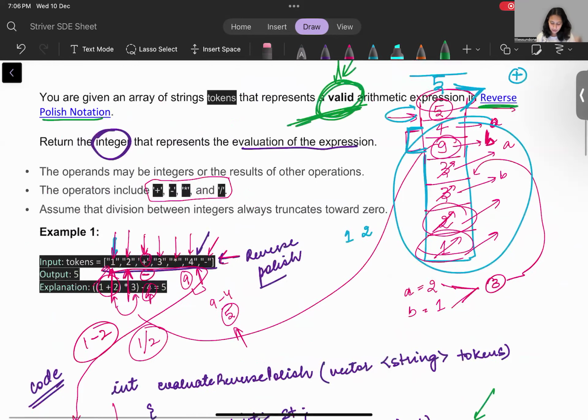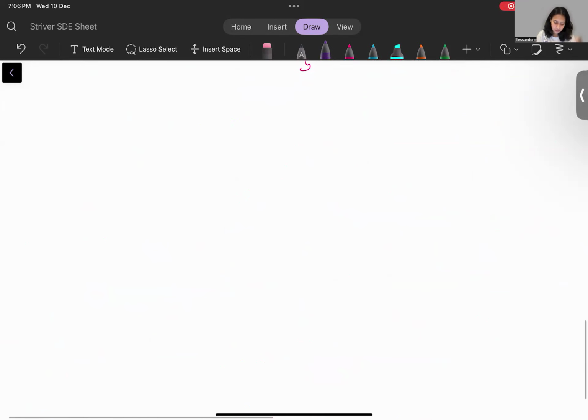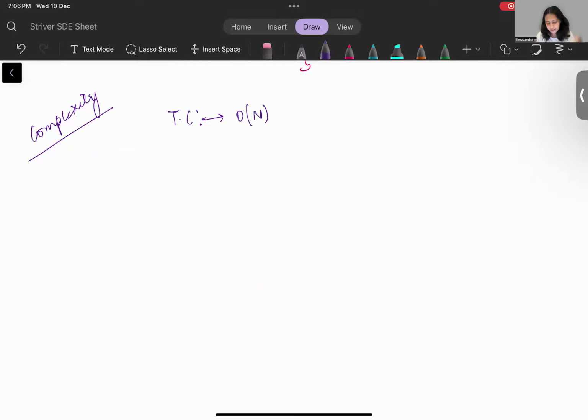Then coming to the important complexities. Your time complexity, it takes big O of n. You're traversing over it just once. Space complexity, big O of n for the stack.